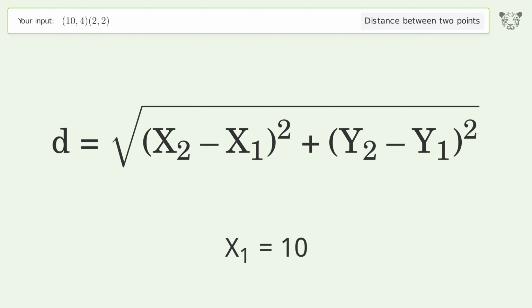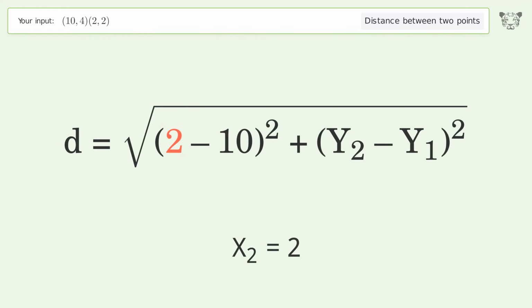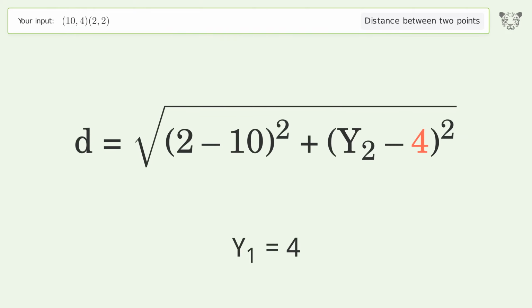x1 equals 10. x2 equals 2. y1 equals 4. y2 equals 2.